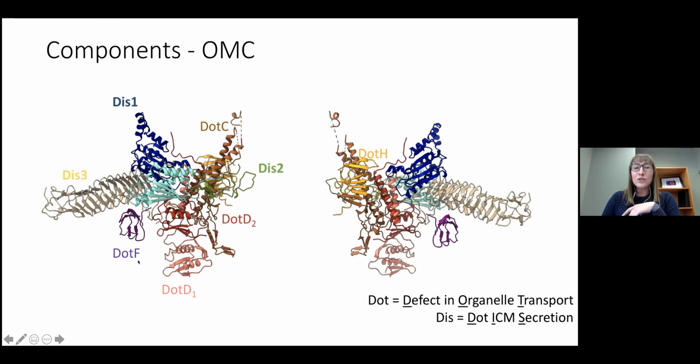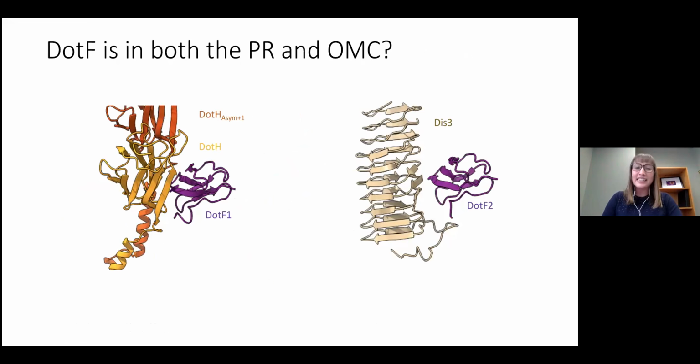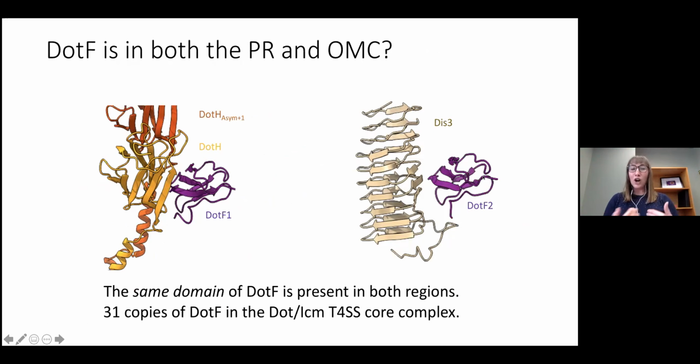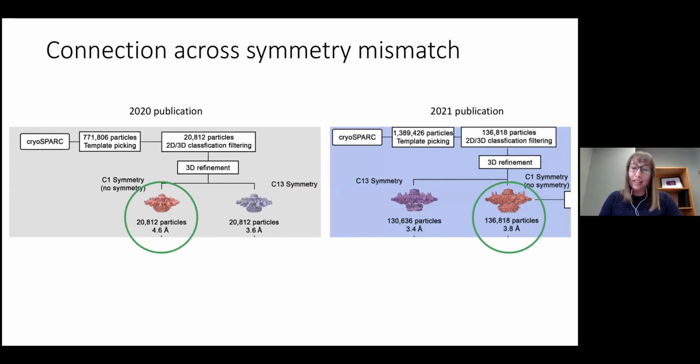If we go back to the components of the outer membrane cap, we also see .F in the outer membrane cap. And so you might be thinking, aha, this must be how the symmetry mismatch is bridged. But in fact, that's not the case. What we see is that it's the same domain of .F that's present in the periplasmic ring and in the outer membrane cap, which means there are 18 copies of this protein in the periplasmic ring plus 13 copies in the outer membrane cap, which gives us 31 copies of this protein total, which again was just a really unexpected stoichiometry. But it didn't tell us how that symmetry mismatch is bridged.